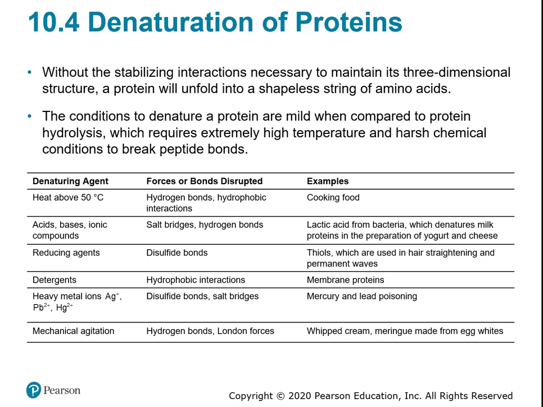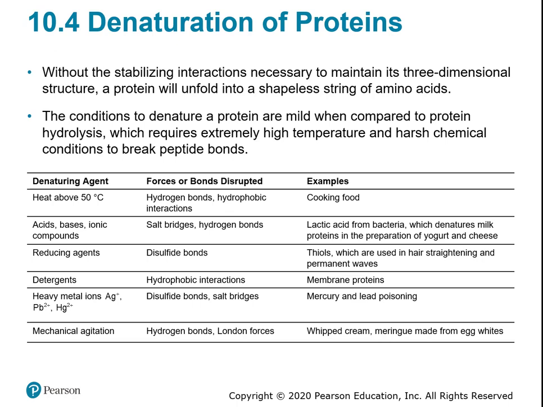If you've ever had lemon meringue pie, has anybody had that? The white stuff, which is the meringue, is actually just egg whites that have been beaten to death. They have been beaten and the folded big proteins unfold and form this foamy, fluffy white layer that you then put on top of your lemon.